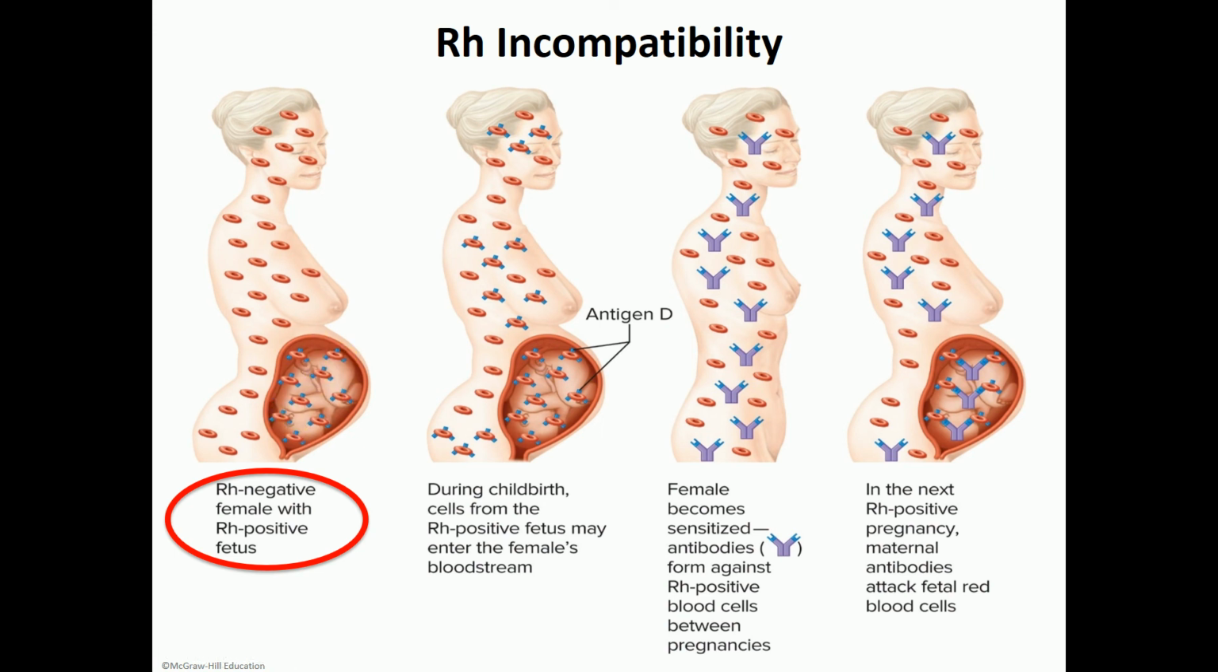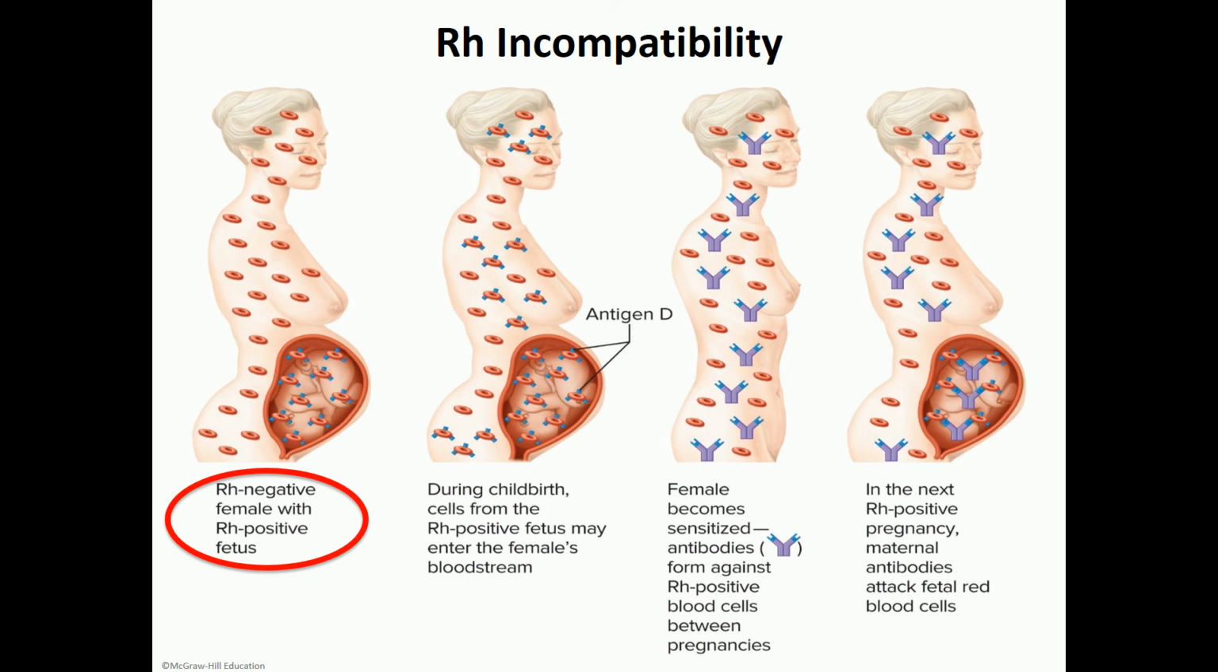That first pregnancy is going to be totally safe. No mixing of blood occurs during pregnancy. It only occurs during labor. So during childbirth, there is a little bit of mixing of the blood between mom and baby. And that is when mom is going to be exposed for the very first time to that new antigen, which is foreign to her, and it will stimulate her immune system to make antibodies.